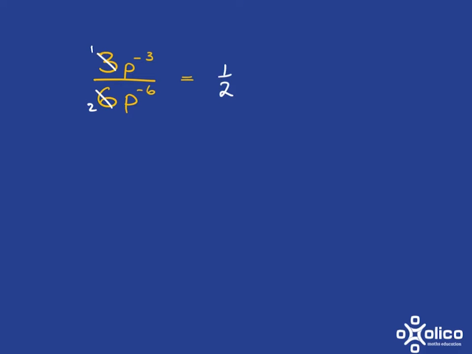Now let's have a look at our p's. We've got p to the negative 3 at the top and p to the negative 6 at the bottom. So we can use our rule for division. It's going to be p to the negative 3, and then you've got to subtract what's at the bottom. Now we just need to sort that out, and that's going to be p to the negative 3 plus 6. And so what we're going to get is p to the power of 3.